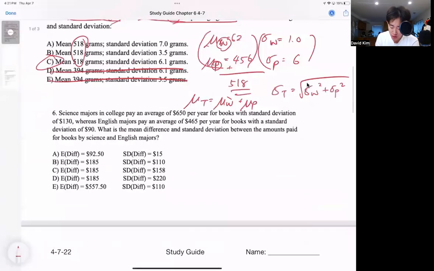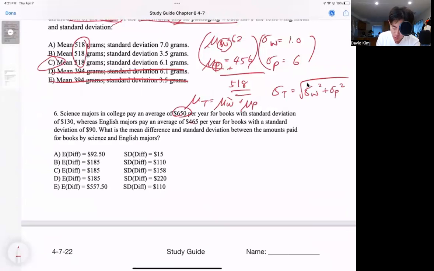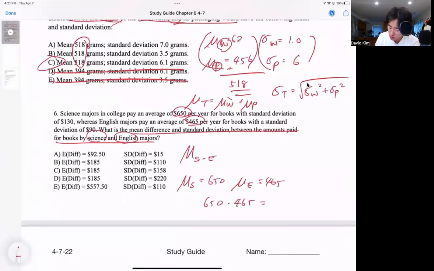Number 6, same thing, 650 for science, 465 for English. We're talking about the difference between science and English. So we want to find out the mean of science minus English here. The mean of science is 650. The mean of English is 465. So 650 minus 465, I think that should be 185 if I'm not mistaken. So that should be the mean. So I'm eliminating A and E so far.